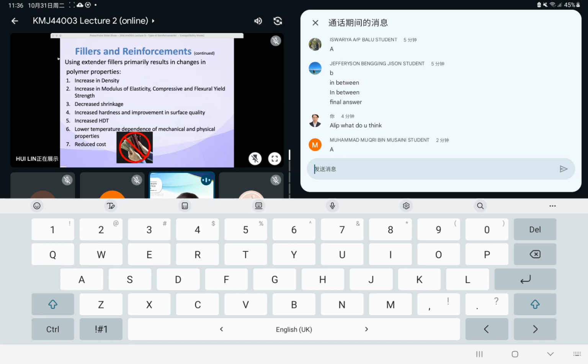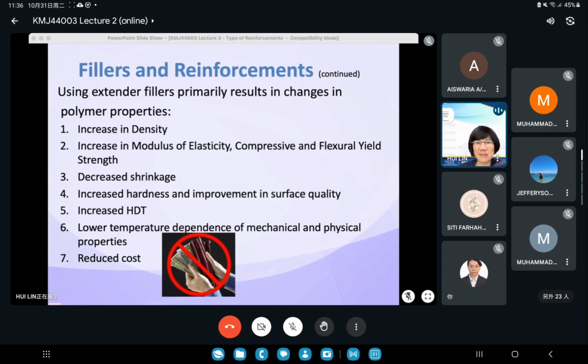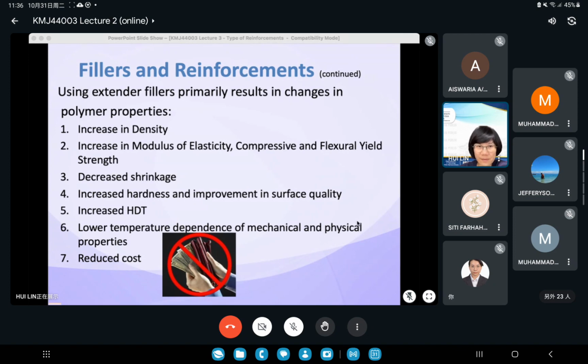Is a heat deflection temperature. Heat deflection temperature is the temperature at which the polymer or plastic sample, the plastic material, deforms under a specific load, meaning that you apply a temperature on it.